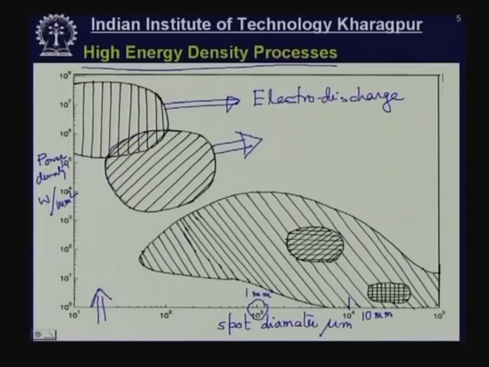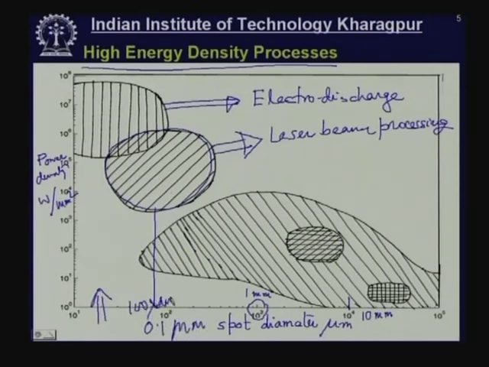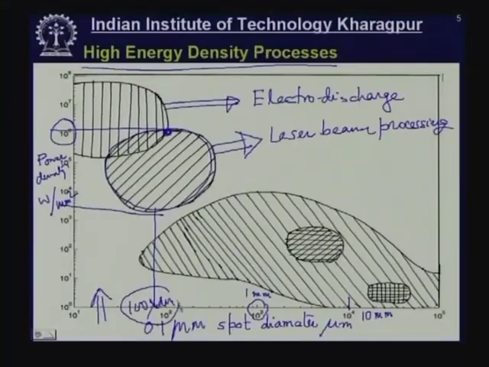This particular sector belongs to laser beam processing or laser beam machining. I would rather use the word processing, because other than machining, as we go through the lecture, we will find out laser beam can also be used for other kinds of processing. Here, as you can see, the typical spot size is around 0.1 millimeter or 100 micron, both of them are the same, and the power density is rather high. It can be as high as 10 to the power 6 watt per millimeter square or 1 megawatt per millimeter square. The total energy involved is not high, but because the spot size is less, the power density becomes very, very large.